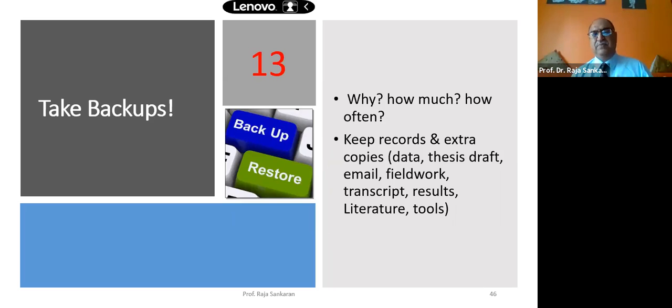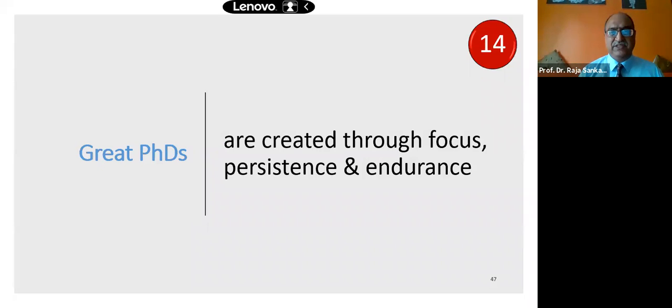How much should you do? How often? The frequency associated with it is typically based upon your progress. If you have done some substantial work, you must always take a backup immediately. And nowadays, you can have an external USB drive and plug it into your computer. It's not too costly, because if you lose any of your data or your work, it will have much higher repercussions. So take a backup on a regular basis.